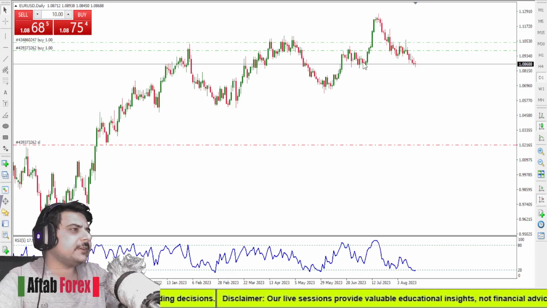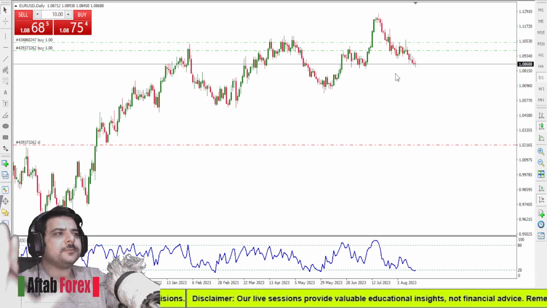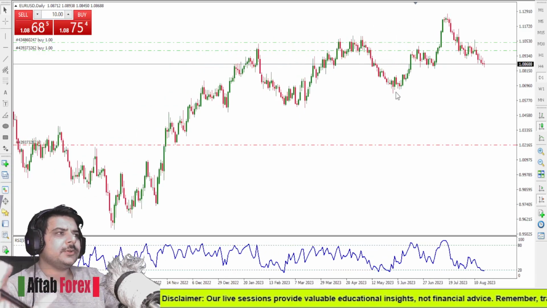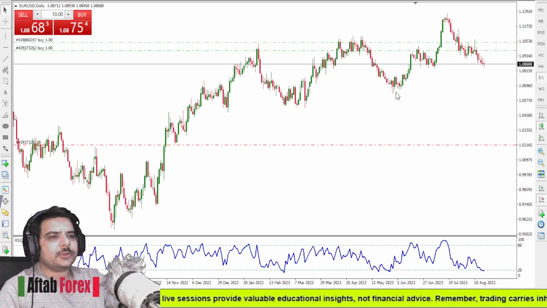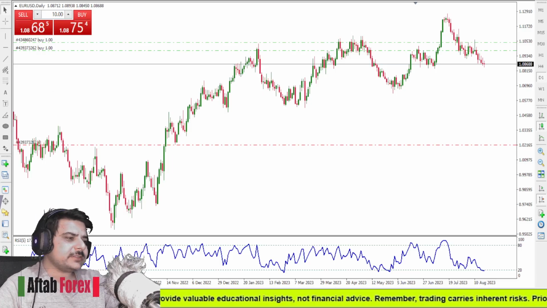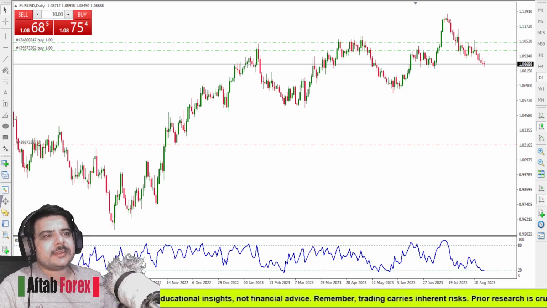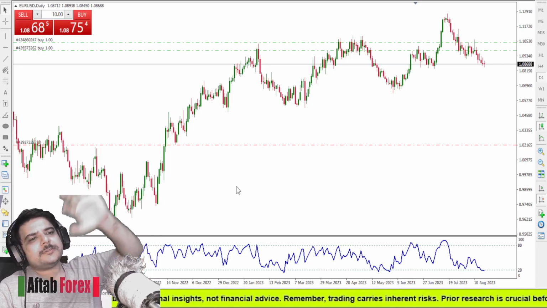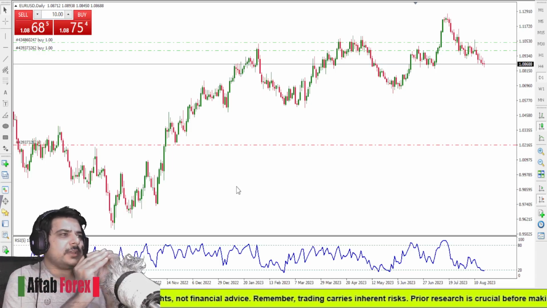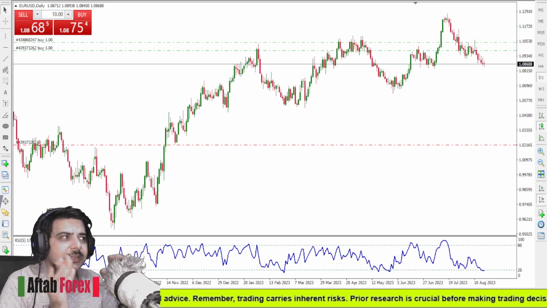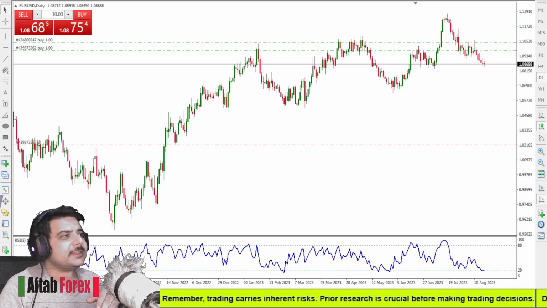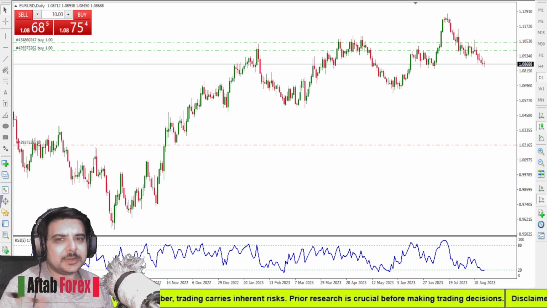Right here, Euro US dollar is in front of me, and a very nice and beautiful looking chart. And just like I always do, I study all of the chart. Everything that is present on this chart, I have to study it in order to find out the next move of the market.